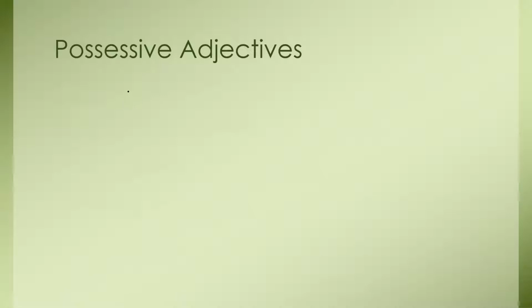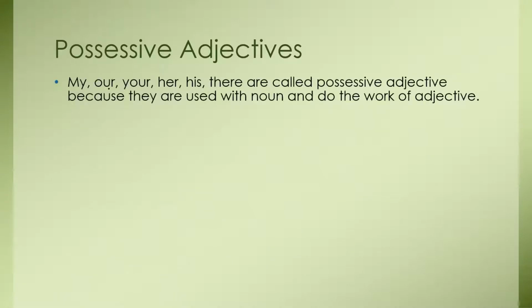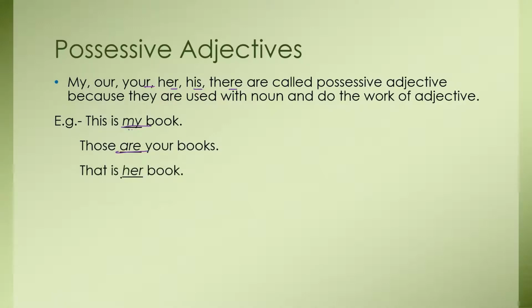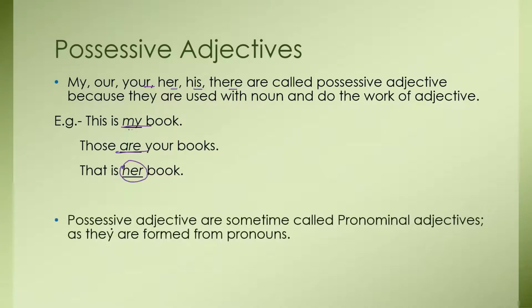Possessive adjectives. My, our, your, her, his, their are called possessive adjectives because they are used with a noun and do the work of an adjective. Example: this is my book. The word my tells us that the book is mine. So this works as an adjective. Those are your books. Here the word your works as an adjective. That is her book. Here the word her works as an adjective.